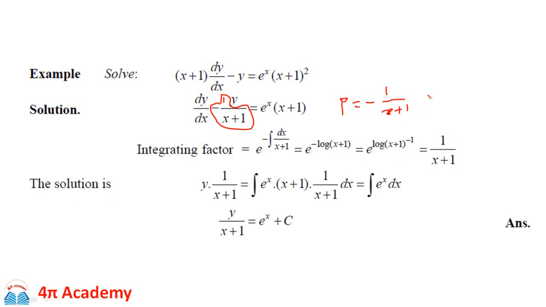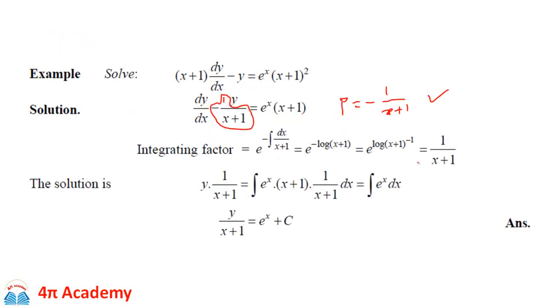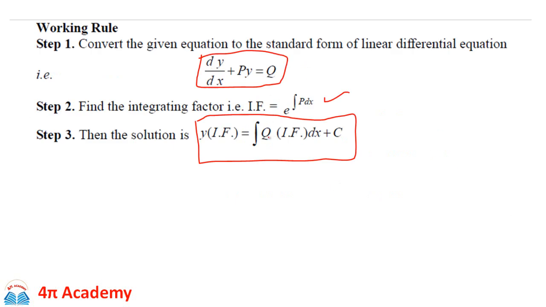Now since we know the value of this P, the final step is, first we have written the differential equation in this form, then we have found out the integrating factor, and now the next step is the solution. So it is y into integrating factor. So y multiplied by integrating factor, which is 1/(x + 1), should be equal to integration of Q into integrating factor dx.